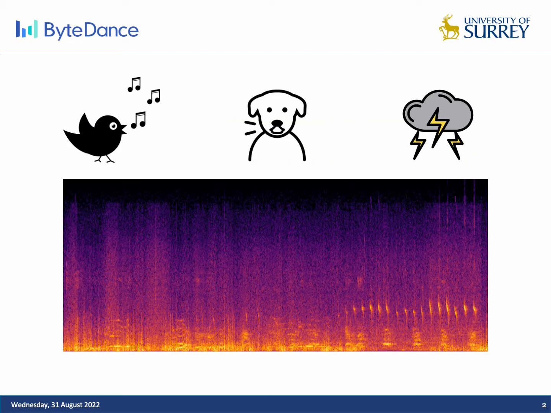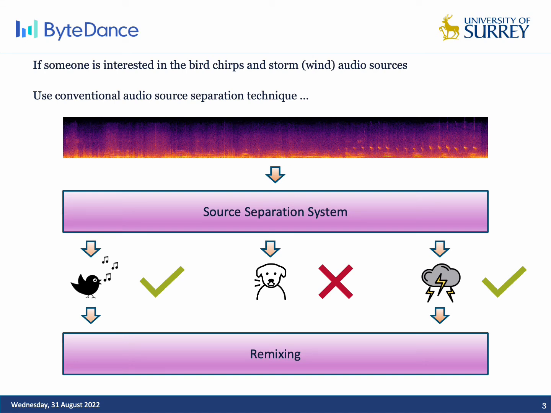Let's start with a mixture of sound sources. It contains dog bark, bird chirp, and a thunderstorm in the background. If someone is interested in bird chirps and storm sources, what can we do to separate or extract these sources? One straightforward solution is to apply a source separation method to extract each individual source component and remix them. However, this approach is time-consuming, especially for users without expert knowledge.